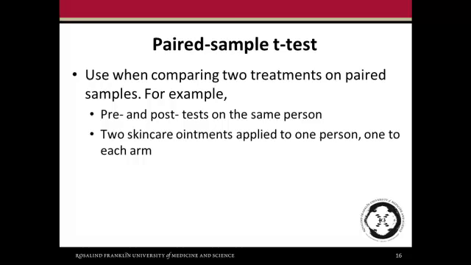So, for instance, here we have pre and post tests on the same person. We could also do something like have two skincare ointments applied to one person, one on each arm, right? So that's controlling for their lifestyle. It's controlling for, again, whatever genetic makeup might influence their need for some type of an ointment, for instance.